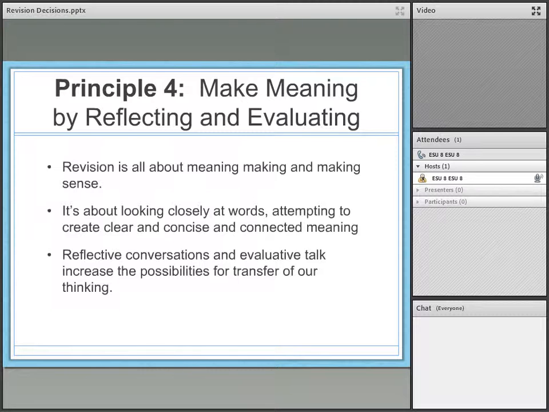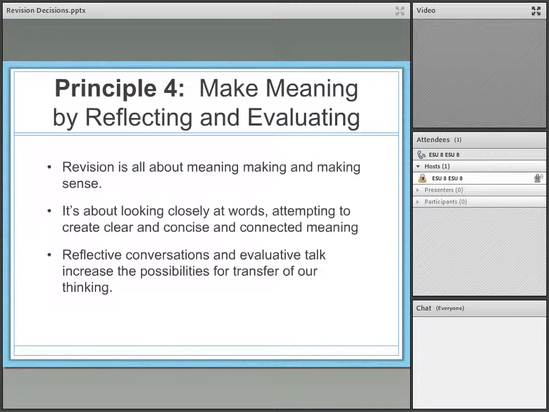Have you had any conversations or any peer feedback with anyone who has read your work? And have they provided you with reflection, have you provided them with reflection on what you intended to write? And have they provided you back evaluative talk, which gives you more depth or asks you questions?